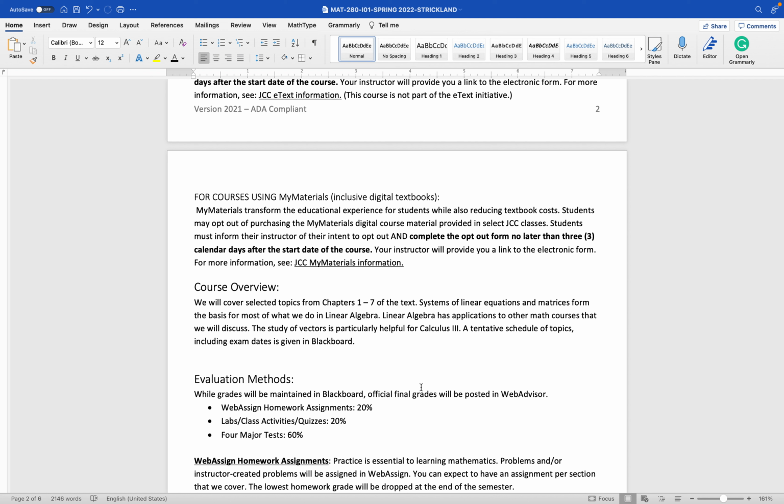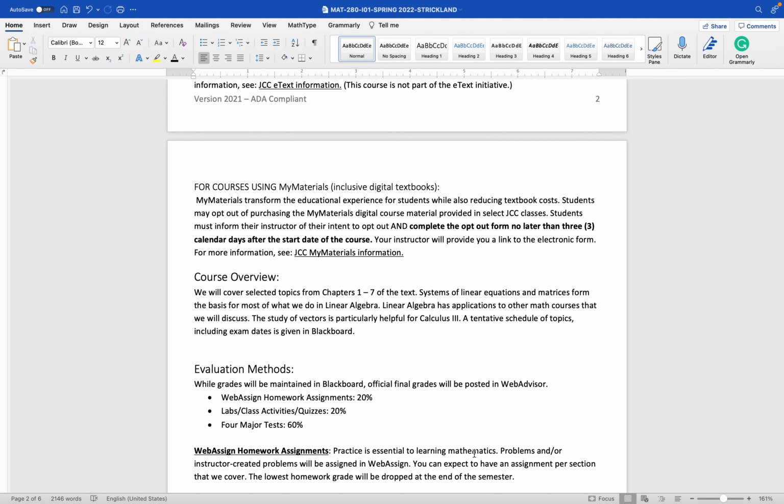And for courses utilizing My Materials, it transforms the educational experience for students while also reducing textbook costs. Students may opt out of purchasing the My Materials digital course material provided in select JCC classes. Students must inform their instructor of their intent to opt out and complete the opt-out form no later than 3 calendar days after the start date of the course. Your instructor will provide you a link to the electronic form. For more information, see JCC My Materials information.